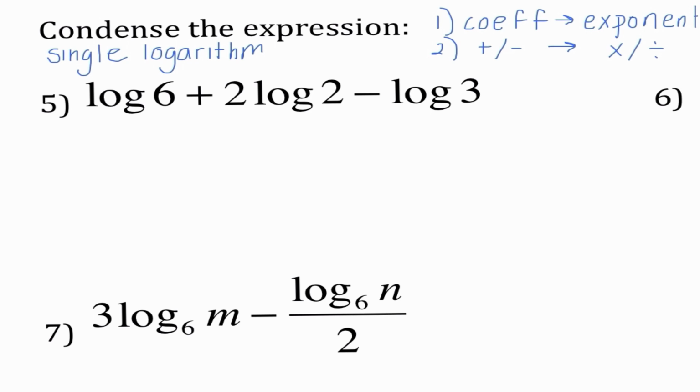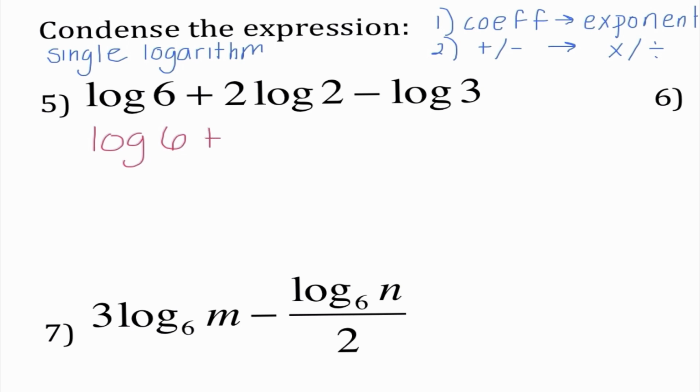First, we are going to look for coefficients and change them into exponents. Secondly, I'm going to find any addition and subtraction and change it into multiplication and division. So if we look at number 5 here, the first thing that stands out to me is that we do have one coefficient. So I'm going to write log of 6, and I'm going to pause here. And note that this is our common logarithm since we don't have a base written.